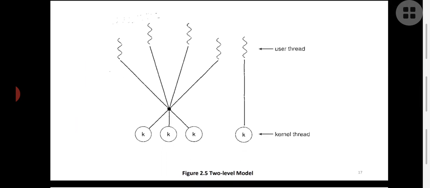Next, there is one more variation of this many-to-many model. That model is called the two-level model. So even though there are an equal number of kernel threads or a lesser number of kernel threads, each and every user thread tries to be paired with the respective or corresponding kernel thread. That is the two-level model. It means there is a 100% assurance that a user thread will get one kernel thread.